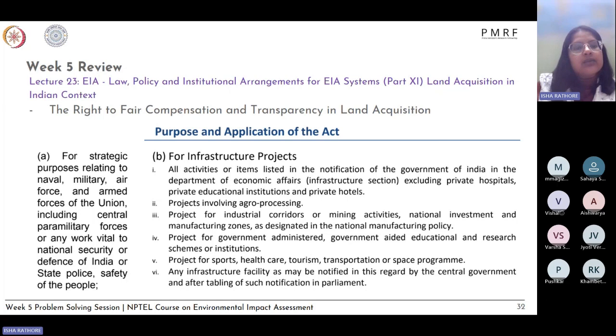And lastly, any infrastructure facility as may be notified in this regard by the central government and after tabling of such notification in Parliament. So the first one was towards the defense or the security of the country. The second one is for infrastructure projects, which are for public use, for the development of the country or for the increase in GDP of the country. So the second type is infrastructure projects relating to the development of the country.